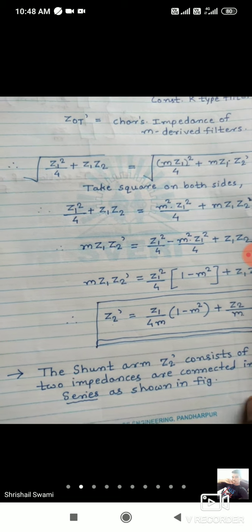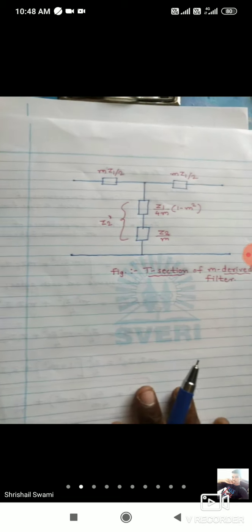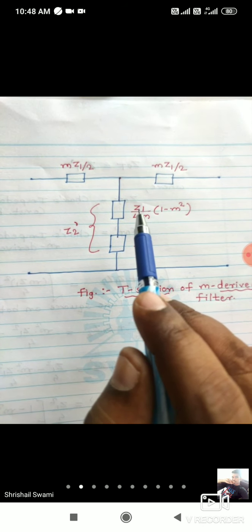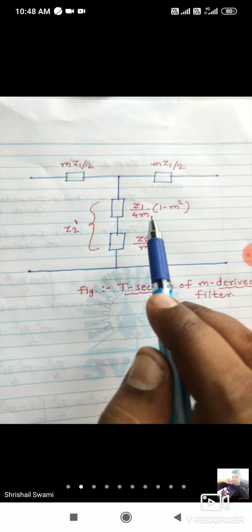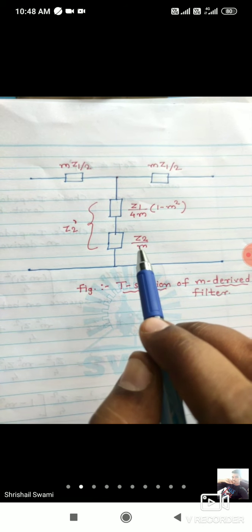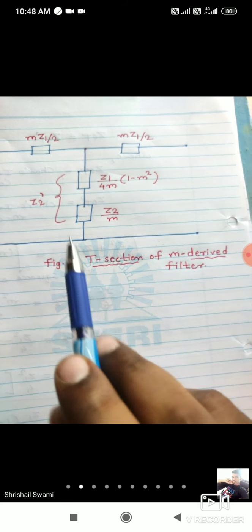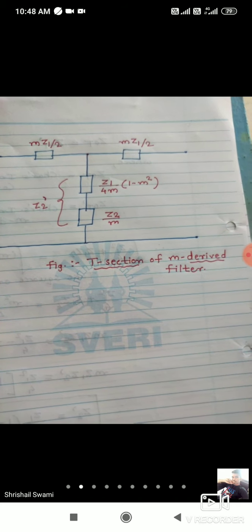So what will be the changes or modification in the diagram? M into Z1 by 2, M into Z1 by 2 as it is. So Z2 dash is replaced by the series combination of these two, that is Z1 divided by 4M into 1 minus M square, and this impedance is Z2 by M. So this is called the T section of M derived filter. It may be a low pass filter, it may be a high pass filter of M derived. Understood? So we will continue now.